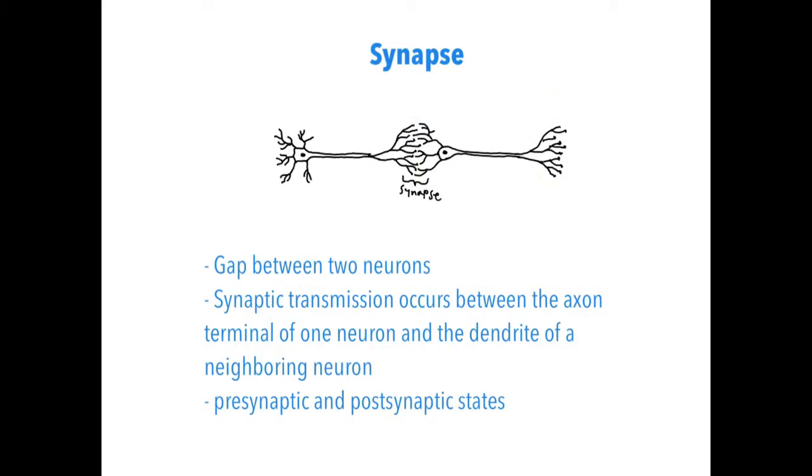So for some background information, before I get into the details of neuronal signaling and synaptic transmission, I'm going to give some background information on what a synapse is. A synapse is a specialized structure where two neurons come into close contact so that chemical or electrical signals can be passed from one cell to the next. Synaptic transmission happens from the axon terminal of one neuron to the dendrite of a neighboring neuron.